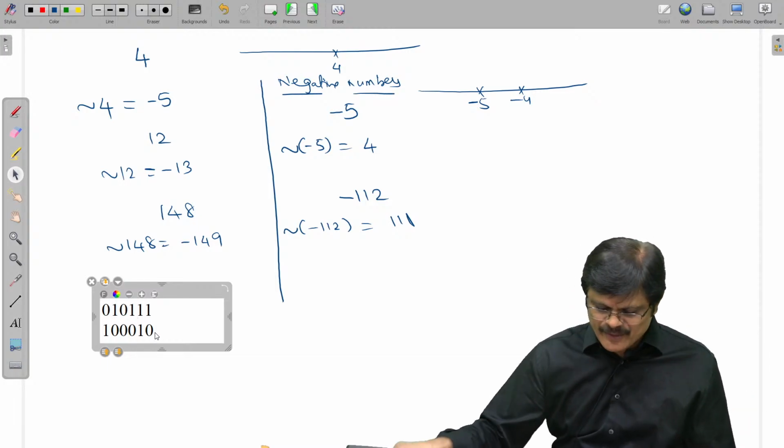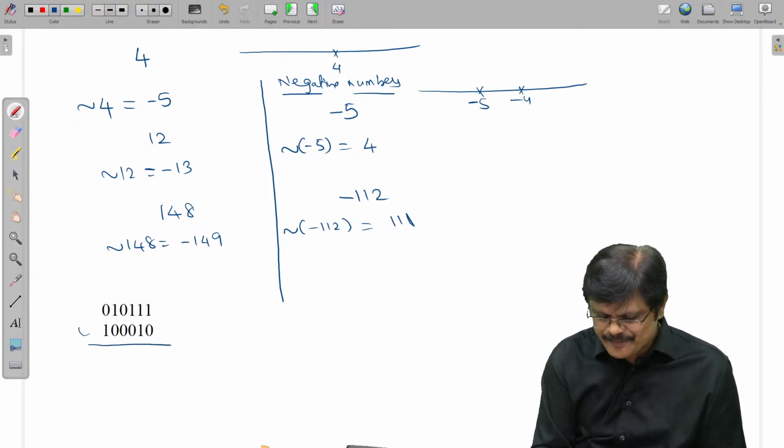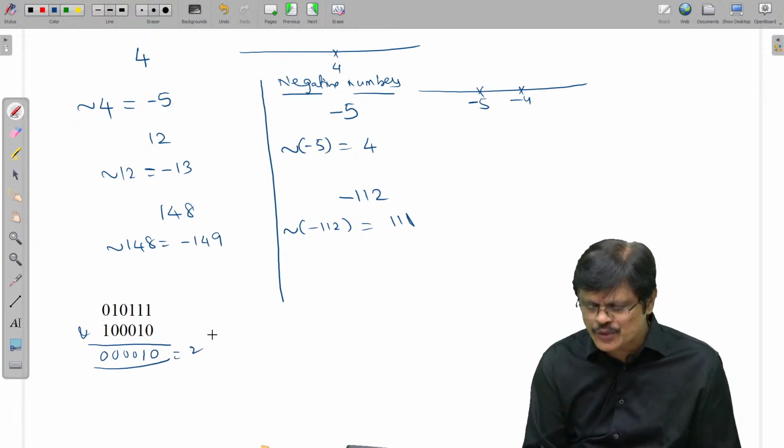Now what about the bitwise AND operation between them? Here 0 and 1 is 0, 1 and 0 is 0, 0 and 0 is 0, 1 and 0 is 0, 1 and 1 is 1, 1 and 0 is 0. So the answer should be 2, my dear friends.